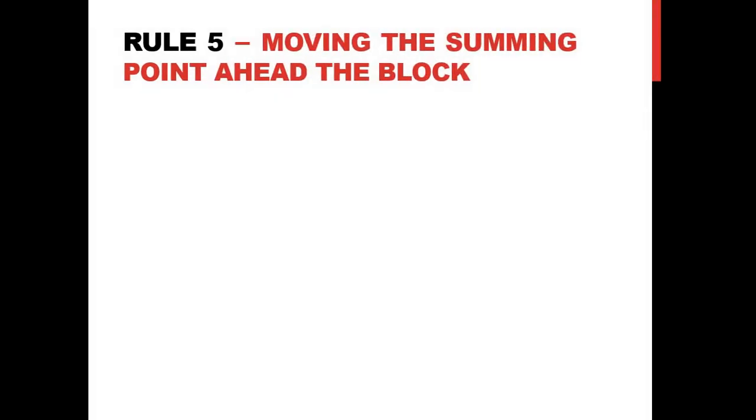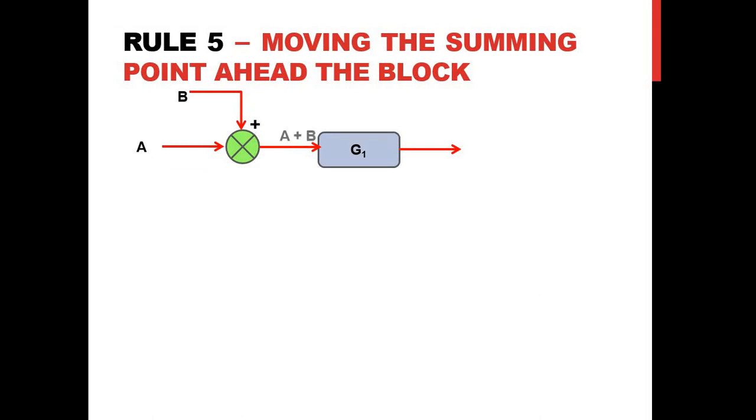Rule number 5, moving the summing point ahead a block. Now we have a block called G1. We have a summing point where we are going to add 2 or more signals. We have 2 signals called A and B. Let us add these 2. So the input given to the block G1 is A plus B. The output we have is (A plus B) into G1.